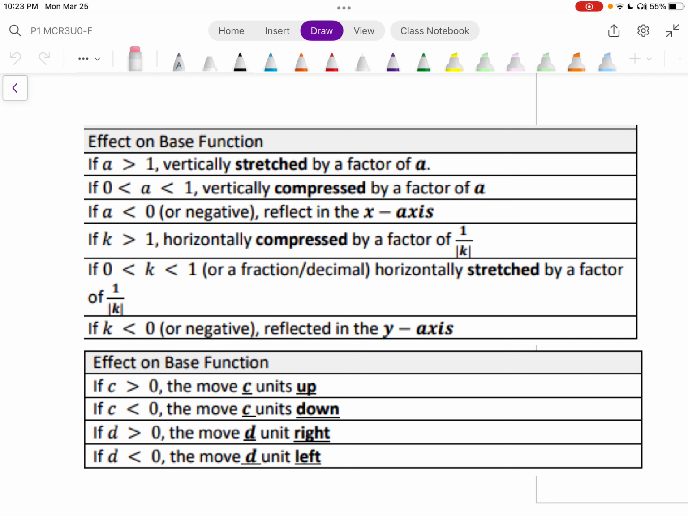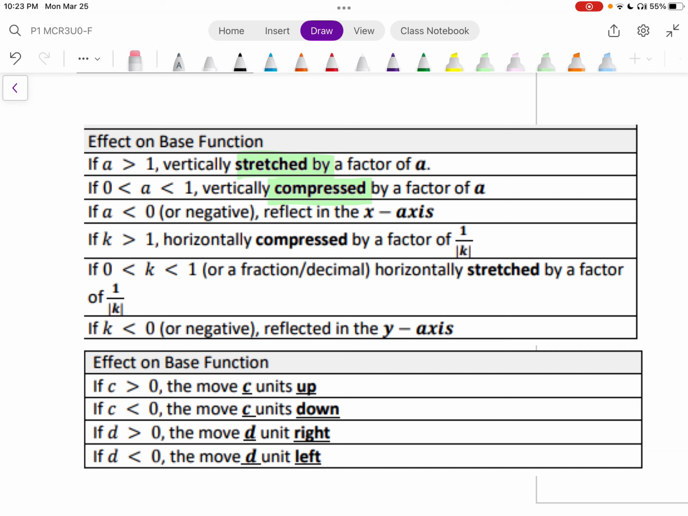Just a reminder, when we're looking at the stretches and compressions, we're looking at the absolute value of a. That means that irrespective of whether it's negative or positive, that is going to tell us if it's stretched or compressed. The negative and positive in terms of a really just tells us, is there a reflection in the x-axis or is there not? If a is positive, there's no reflection. If a is negative, there is a reflection.